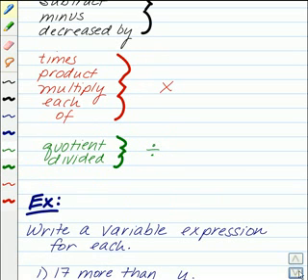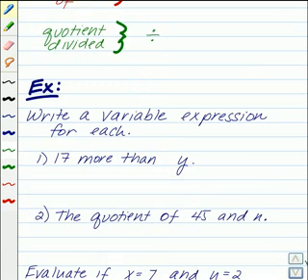Now you'll be doing two types of examples when working with variables and expressions. First, you will write a variable expression for each. Like number 1, 17 more than y. Well, we take each number or letter, so 17, more than, which means we'll be adding, y, so 17 plus y. Or we could have written y plus 17. Either one of these is our expression for 17 more than y.